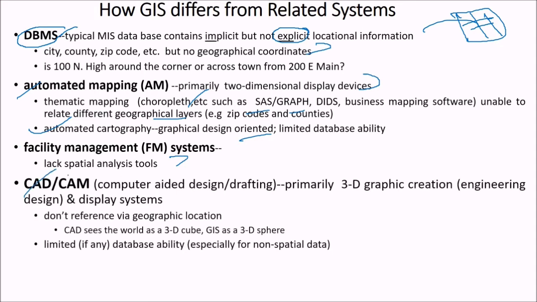What about CAD and CAM? How does it differ from the GIS? CAD and CAM is computer aided design and drafting, computer aided machining. So it is primarily 3D graphic creation for engineering design and display, and it is not going to reference the geographic location, because CAD sees the world in a 3D cube, while the GIS sees the world as a 3D sphere of a globe or Earth. So CAD and CAM is limited with respect to the database ability, especially for non-spatial data.